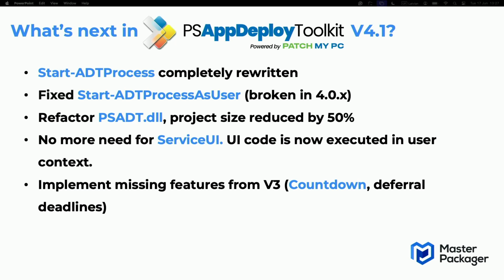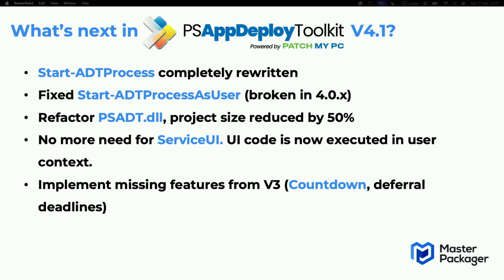Start-ADTProcess was completely rewritten because they still had some issues waiting on child processes. So there were cases where it would get stuck. They also fixed Start-ADTProcessAsUser. This is a really handy function. It allows you to run processes in the user context even from the system installation. So for example, if you deploy something through Intune, it will be running in the system context, and you want to remove an app that was installed by the user. It's quite difficult to get it running in the user context, but this function helps you with it.